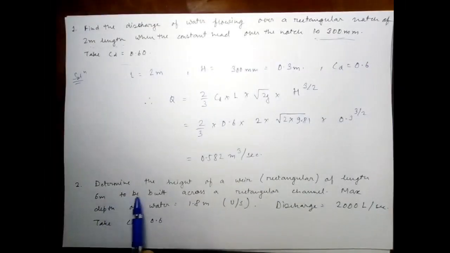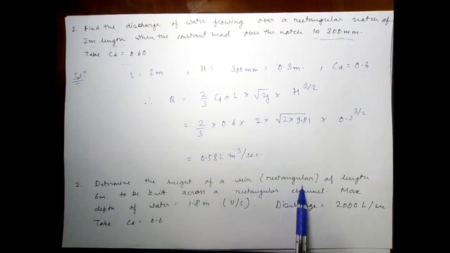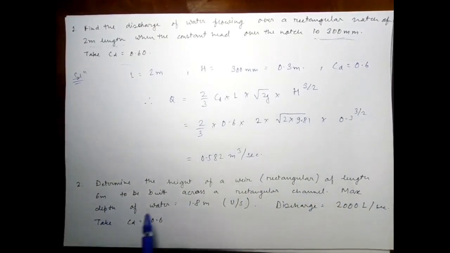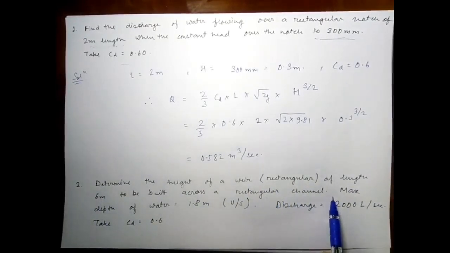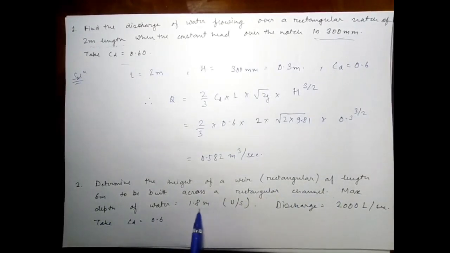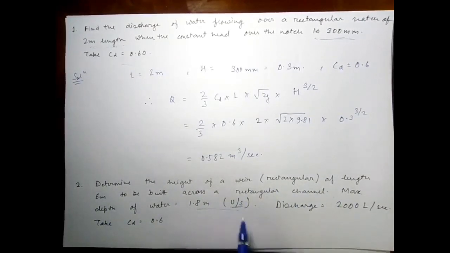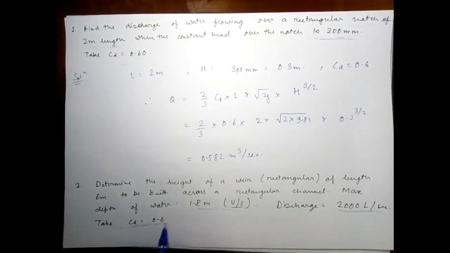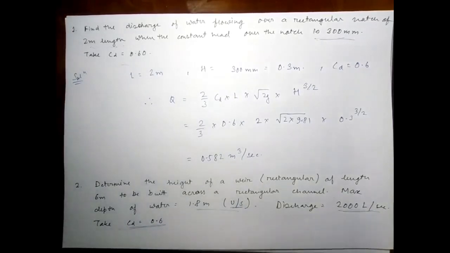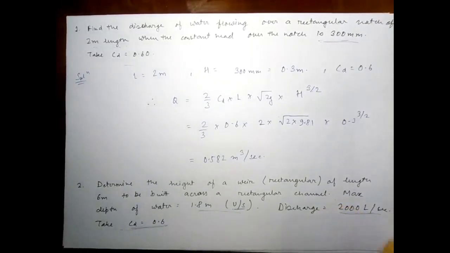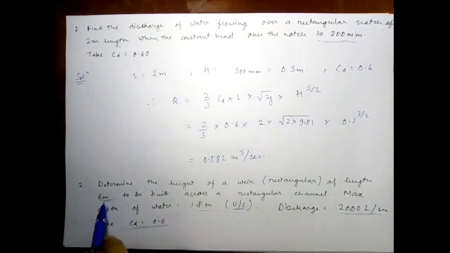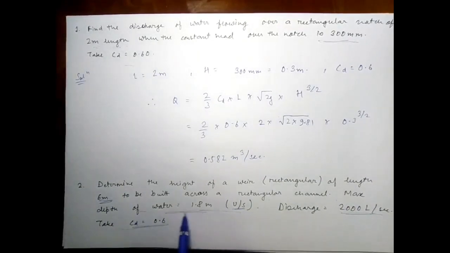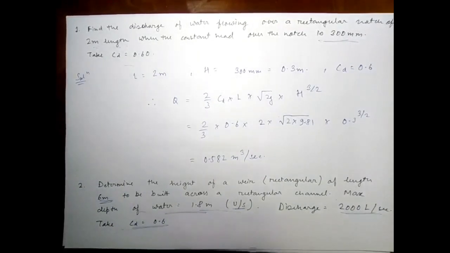Now it is given that determine the height of a rectangular weir of length 6 meter to be built across a rectangular channel. Max depth of the water is given 1.8 meter in the upstream side and discharge is given 200 liters per second. Take CD is equal to 0.6. So we are asked to determine the height of the rectangular weir whose length is given to us and the depth of the water in the upstream side is also given.